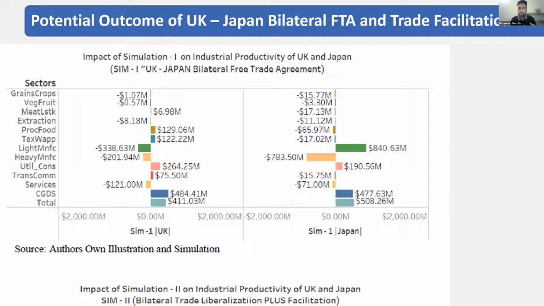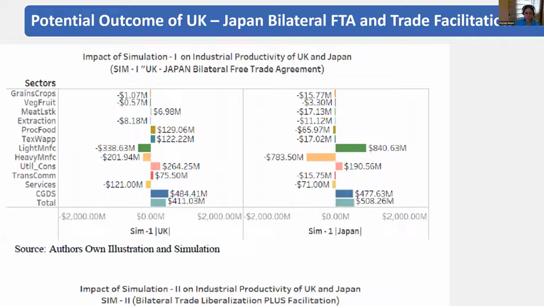So if we assume that the UK Japan bilateral free trade agreement takes place, the productivity of light manufacturing commodities would increase. Why? Because light manufacturing commodities would have higher demand. The first demanding country is the UK, as the tariff would be eliminated. So as the demand increases, the productivity would increase in this case.